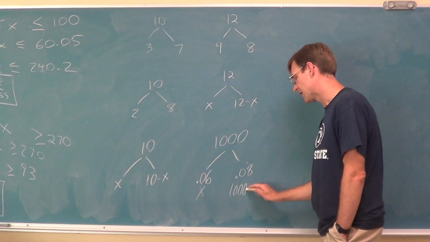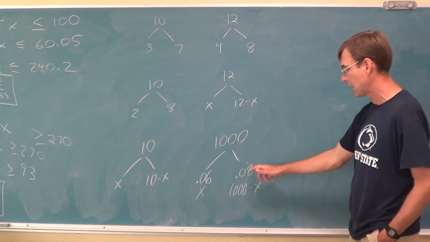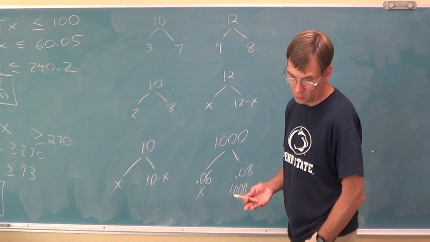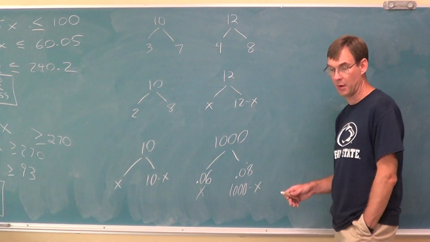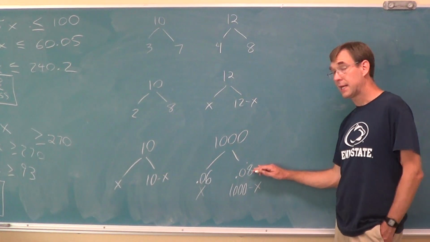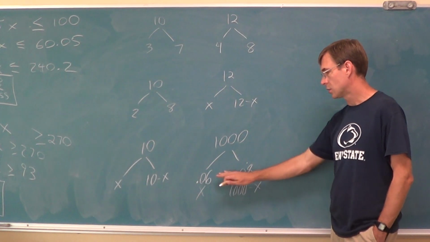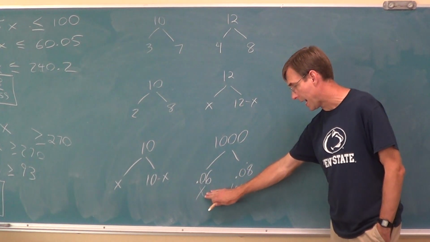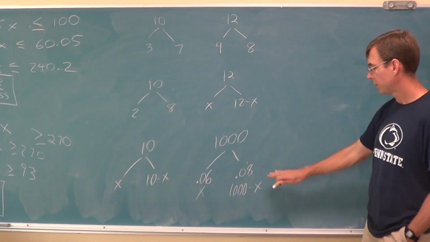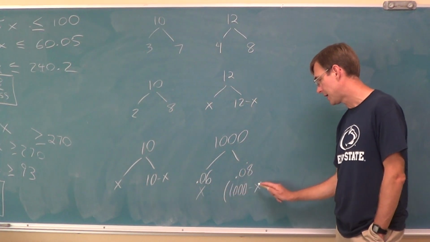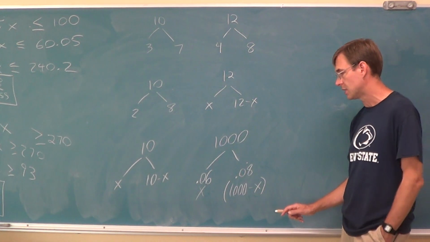This is 1,000 minus x going at the 8%. And now we're ready to try to make the equation after breaking that down for a minute. Reminder on percentages from last week: percentages always look to multiply. So 0.06 wants to multiply x, that makes you some money. 0.08 multiplies 1,000 minus x. To keep this as a group, we're going to need parentheses.